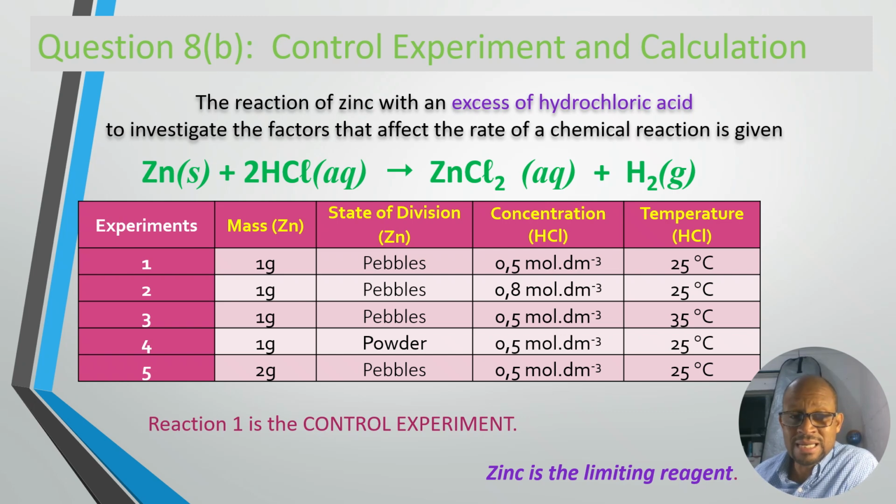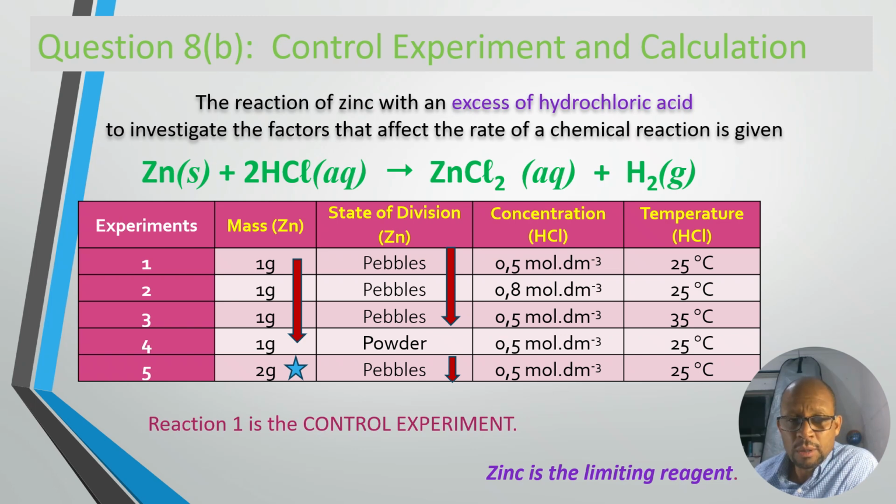Because zinc is reacting with excess hydrochloric acid, it means there's a lot of hydrochloric acid and there is enough for all the zinc to react, and therefore zinc is the limiting reagent. So from experiment 1 to experiment 4, the mass remains the same, and in experiment 5, the mass has doubled. So that's the difference. We're just getting a sense of what's happening.